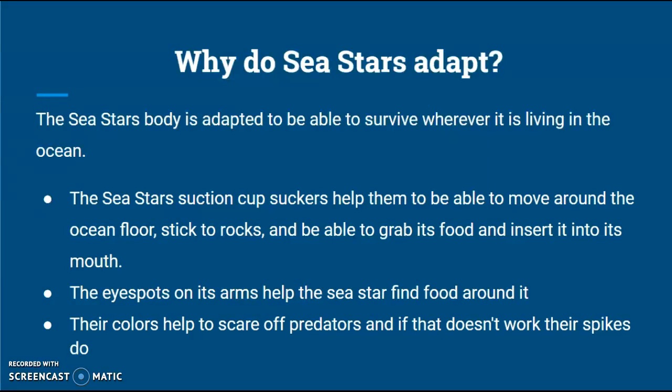Their eye spots on its arms help the sea star to be able to find food around it, and their colors help them to scare off predators. Now, if that doesn't work, they also have their spikes to do the same thing, showing that it's protecting itself and having some kind of shelter through its own body.